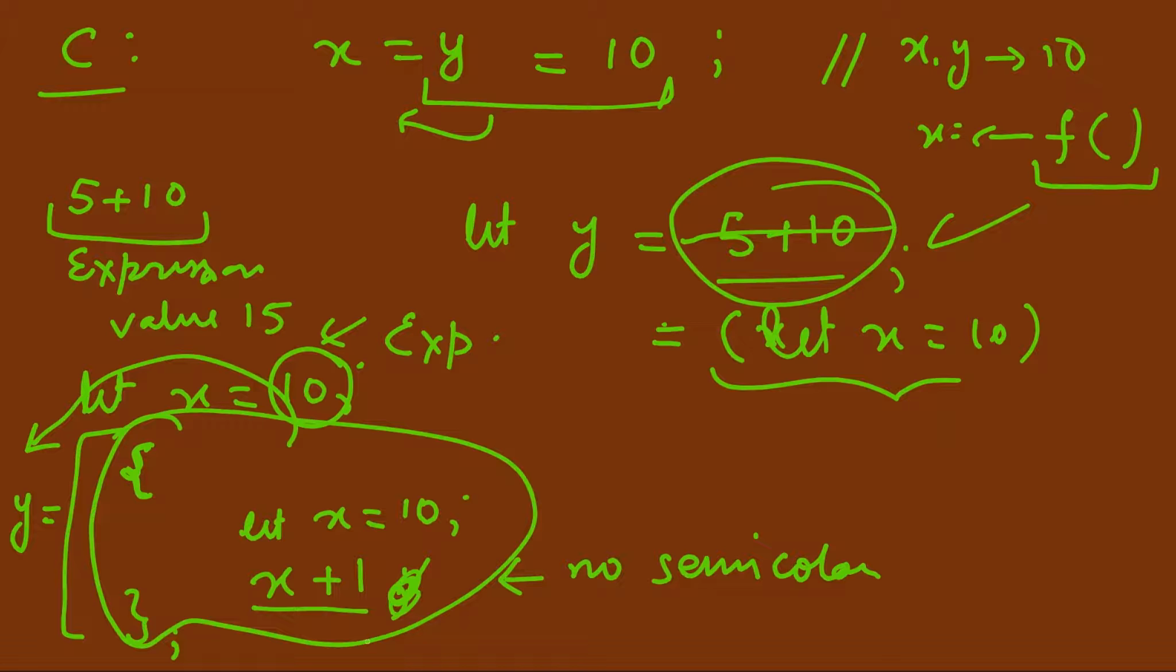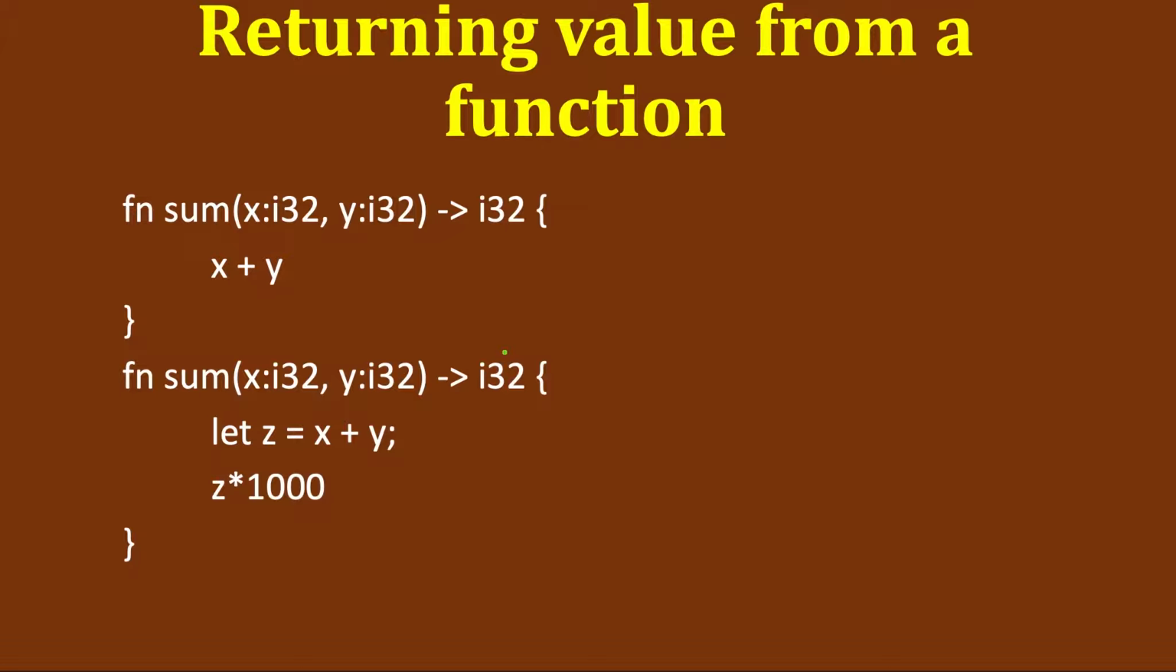And which we cannot return a value, and it cannot be assigned to a value. So now let's see how to return value from a function. Now that we know what statements and expressions are, and how they are different, functions can return values to the code that calls them. We don't name return values, but we do declare their type after an arrow.